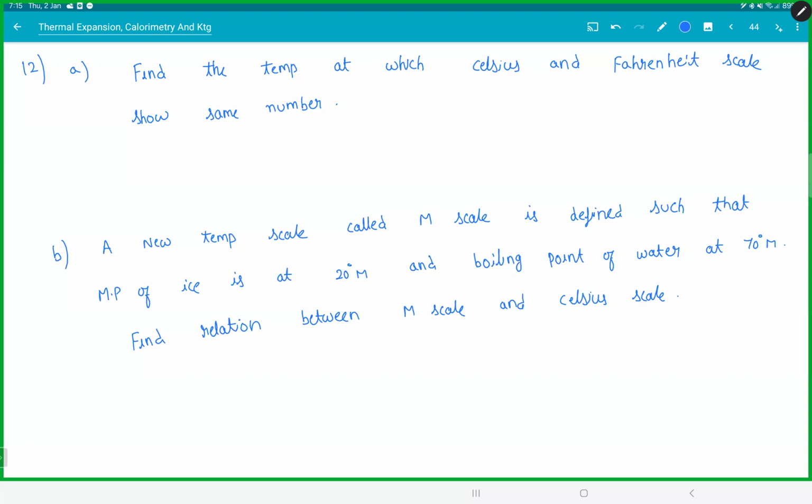Let's see. First was easy. Celsius scale is 5 by 9 F minus 32. You're saying C is equal to F. So this will be 9C, this will be 5C minus 32. You solve this, you end up with minus 40. That minus 40 degrees Celsius and Fahrenheit, both are actually talking about the same temperature. Now we know temperature scales are linear.